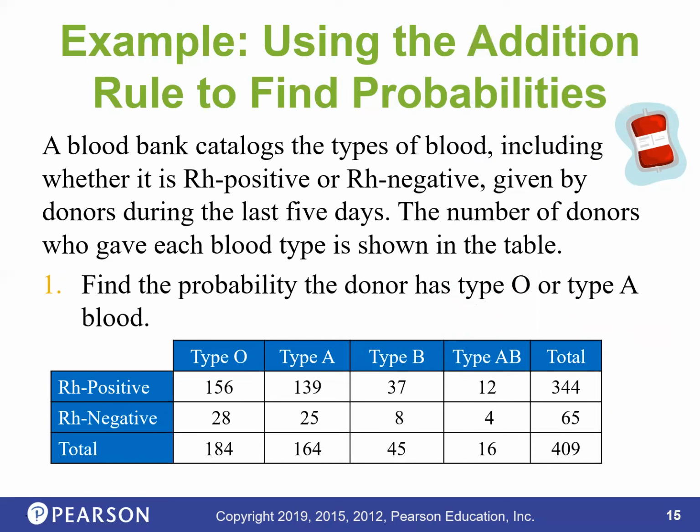Okay, so a blood bank catalogs the different blood types, including whether it's positive or negative, given by the donors during the last 5 days. Number of donors who gave each blood type is shown. Okay, let's see what we got here. Find the probability that the donor has type O or type A blood. So we don't care if it's positive or negative, right? We want to find the probability that he walked in and has O or A. I think it's the addition, is that right?